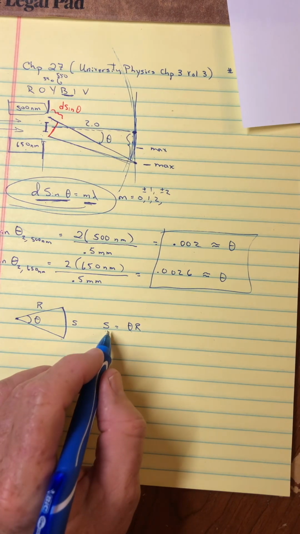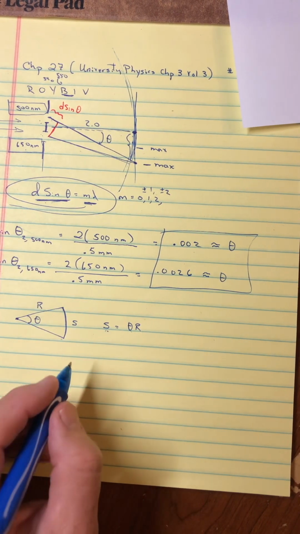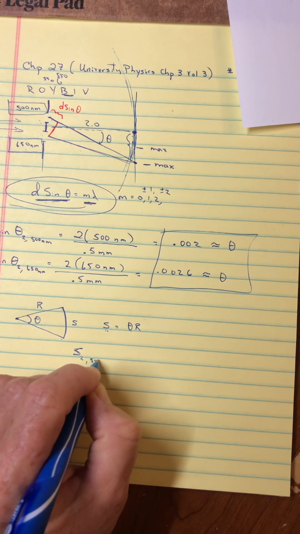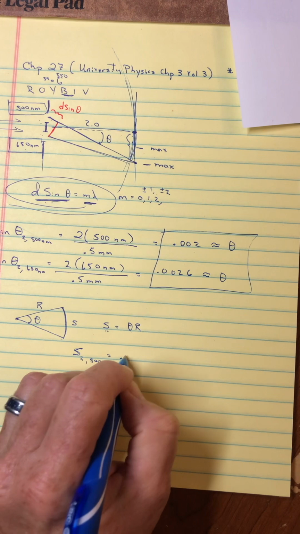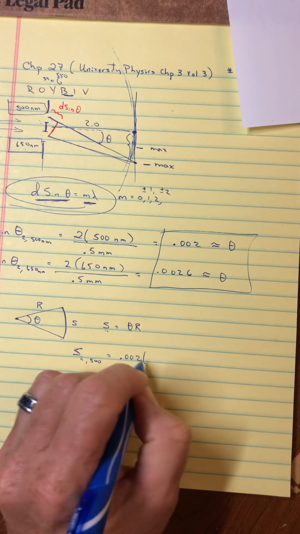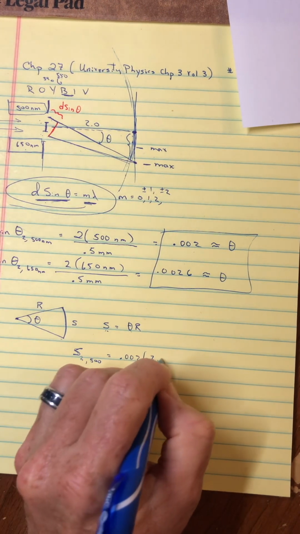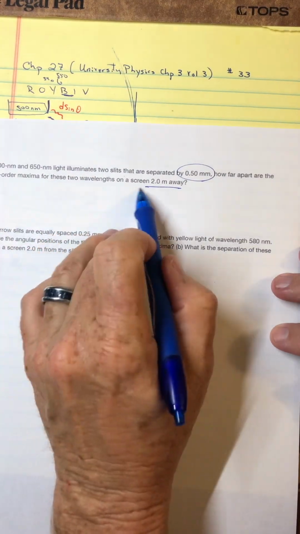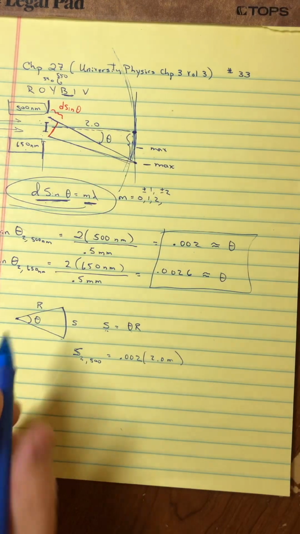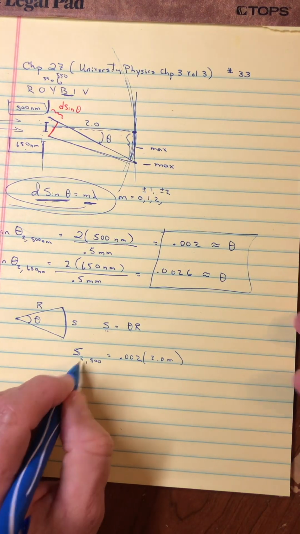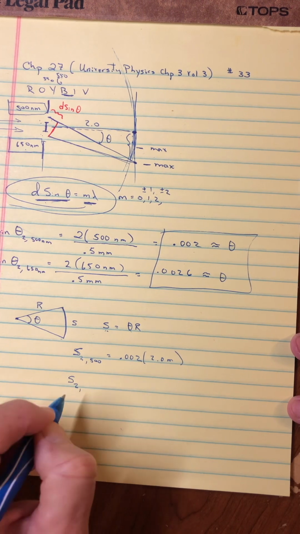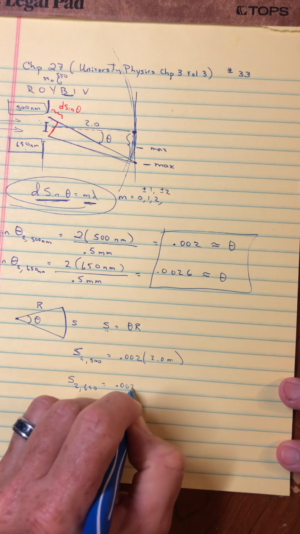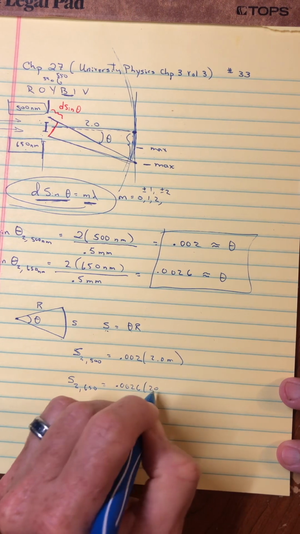So I would say that the distance down, I'll call it S2 of the 500, would be the arc length, 0.002, times this radius, which is the 2 meters that they write in the problem. How far is the screen away? And the same thing can be said about the position of the second bright one for the 650. It would be 0.0026 times the 2 meters.